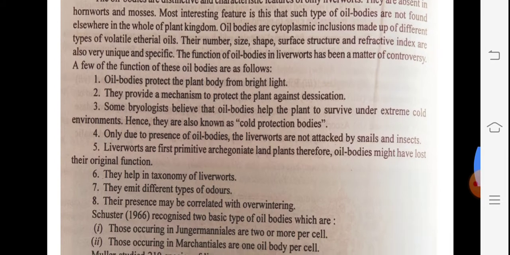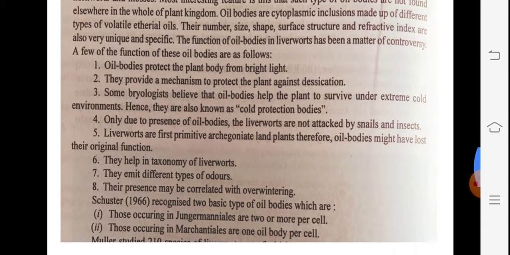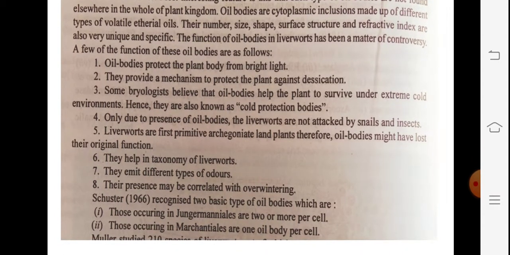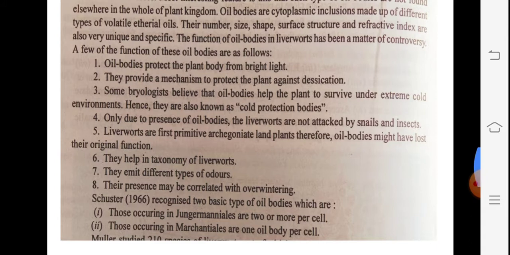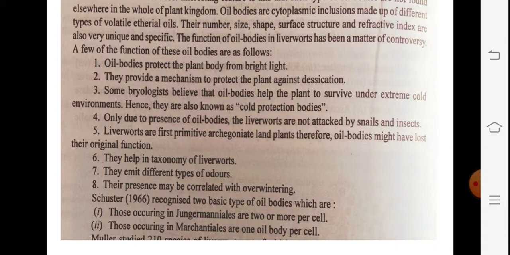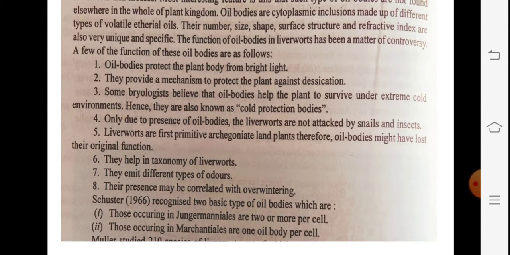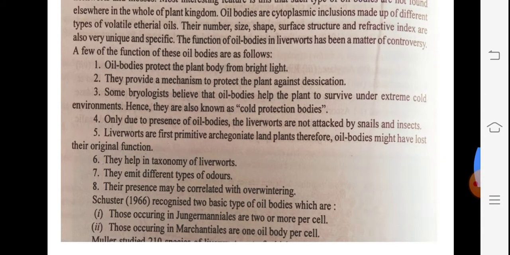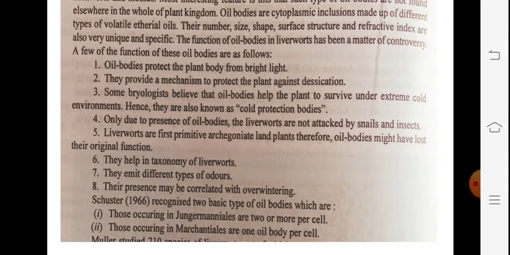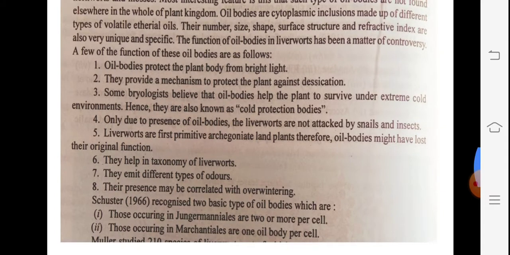Some oil bodies protect the plant body from bright light. They provide a mechanism to protect the plant against desiccation, and some biologists believe that these oil bodies help the plant survive in extreme cold environments also. Therefore they are also called cold protection bodies. Next, because oil bodies are present, the plant is not attacked by snails and insects.